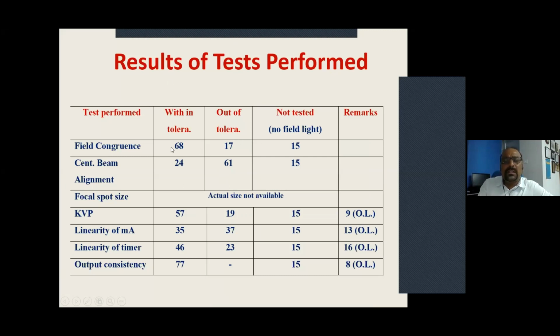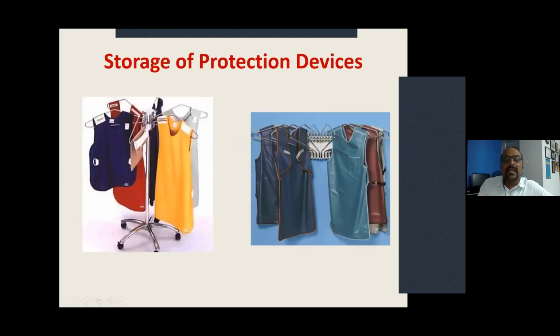Out of 100, only 68 could meet the field congruence test, and in the rest, for 15 machines we could not carry out any test because there was no field light. So they were exposing the patient without any field light. And the same with other tests: beam alignment, focal spot size, actual size was not available, kVp test, output consistency, overloading of the machine, because these machines were not properly checked. And then a little word of caution about using lead aprons.